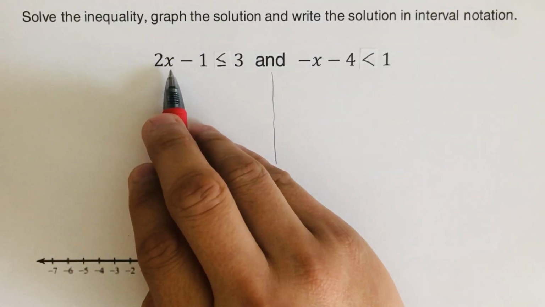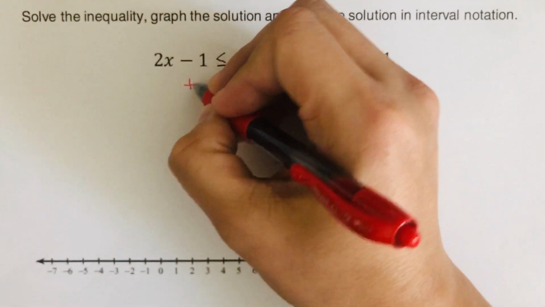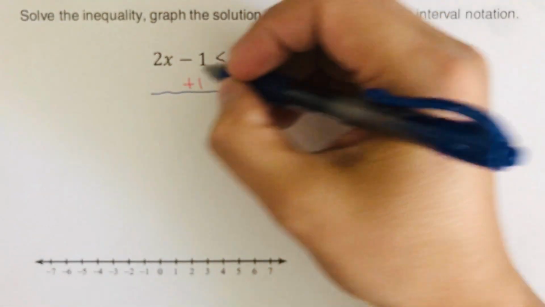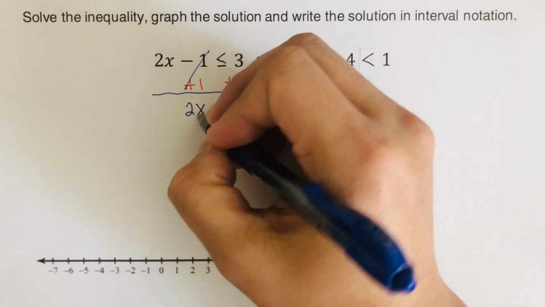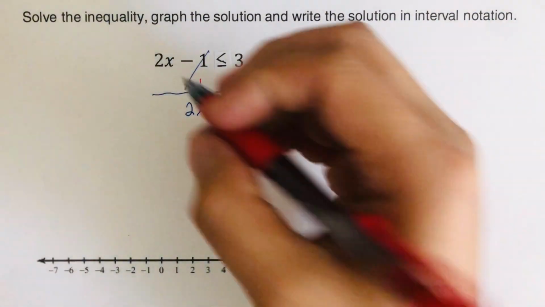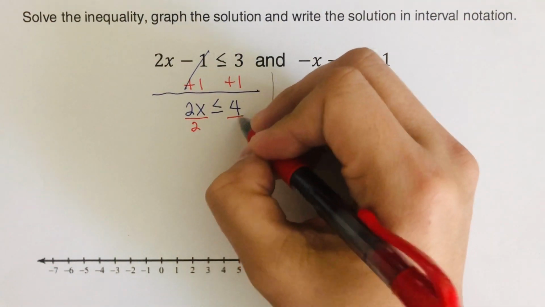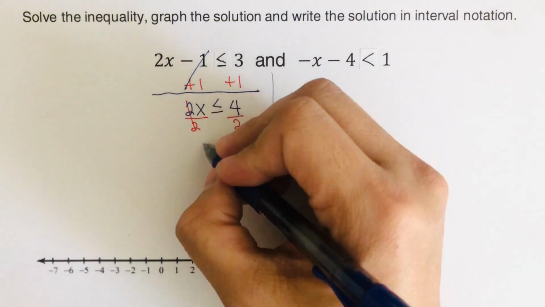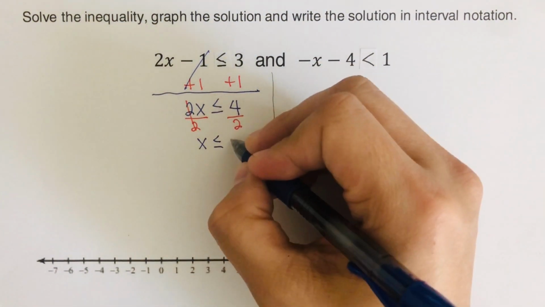Then I want x by itself on the left side. So I'm going to add 1 to both sides. Then we can cross out the 1. We're left with 2x is less than or equal to 4. From here, we are going to divide both sides by 2, so we can cross this out. We're left with x is less than or equal to 2.